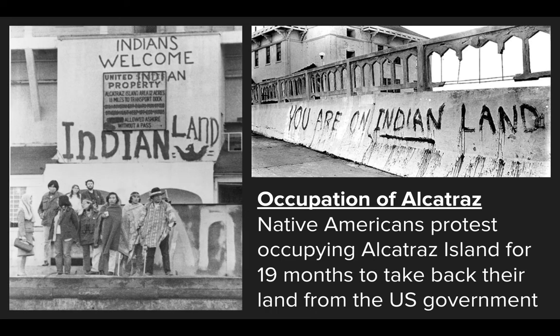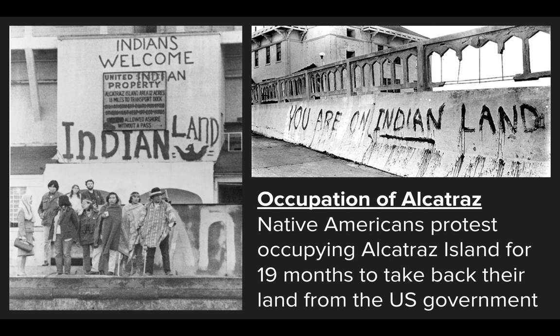But I want to finish with this one. This was not a movement of AIM, but it's related. The occupation of Alcatraz was when Native Americans protested the U.S. occupation of Alcatraz Island because that was originally land promised to the Navajo tribe years and years ago. So a number of people from many tribes were able to actually occupy Alcatraz for 19 months.